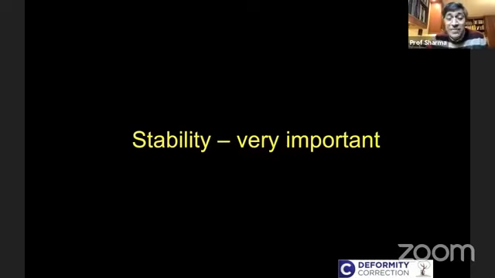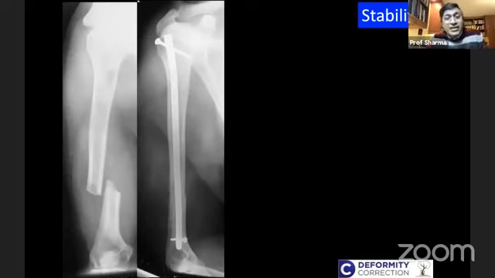Now, stability is a very important concept. And as Arshad pointed out in his lovely study, particularly the shear, which is so underidentified. From my talk, if I tell you one thing, it is that if you counter the stability problem, then most of your non-unions will heal without bone grafting. So there are a number of ways to deal with this stability.